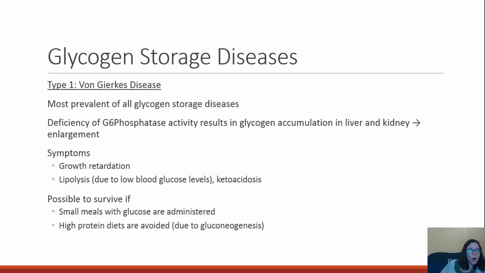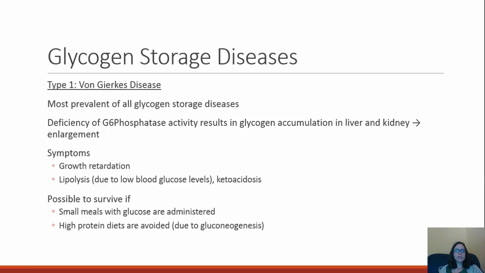Okay, so I'm going to go over some of the more common types of glycogen storage diseases. Keep in mind, these are all quite rare. The first type is type 1, von Gierke's disease, I think I'm saying it right.